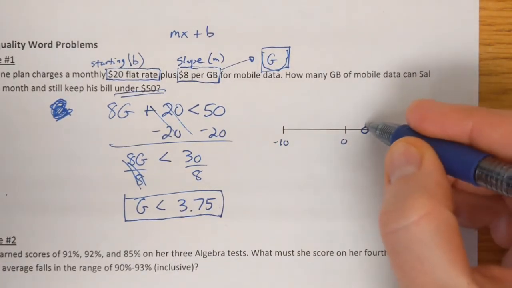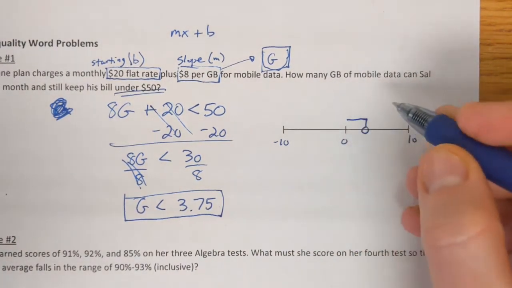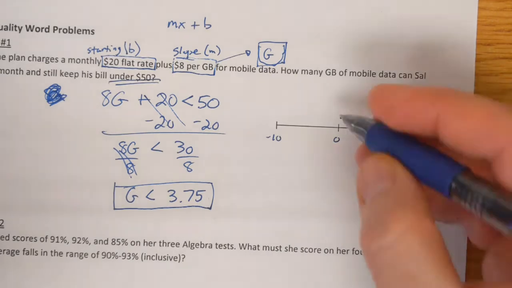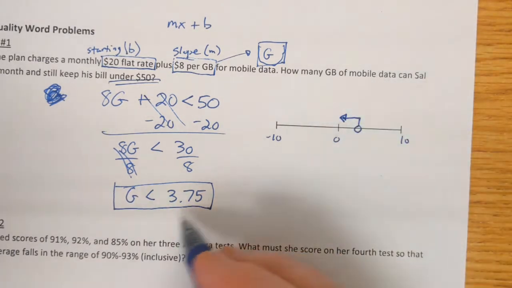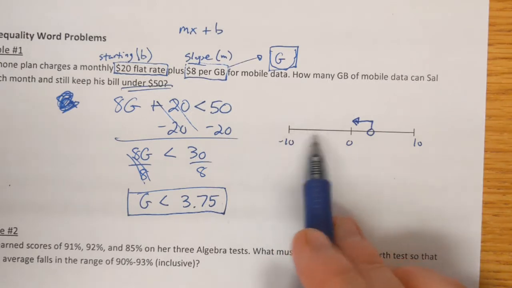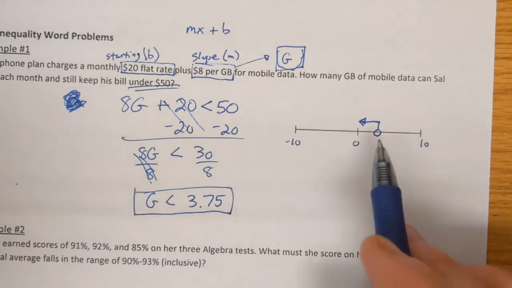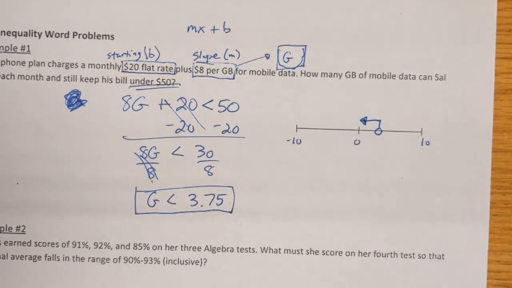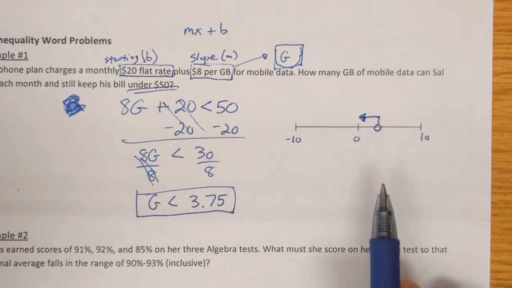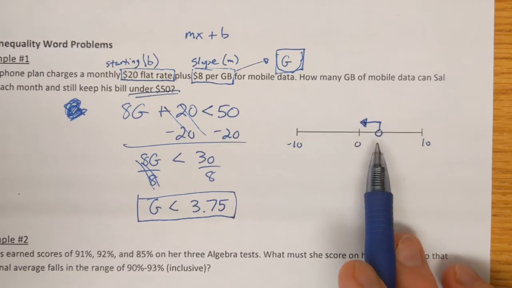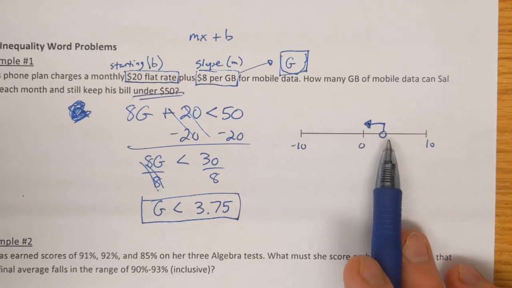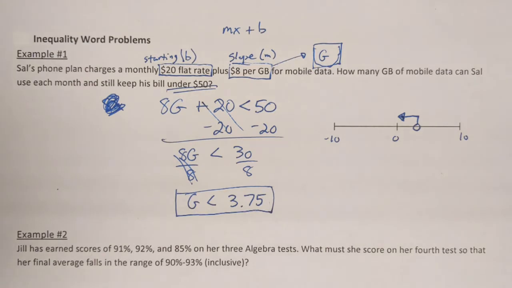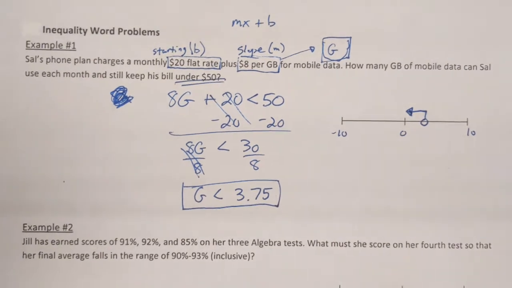Now the debate is always, how far should I draw my arrow? Like, is there such a thing as a negative gigabyte? I'm going to go ahead and just tell you, we're just going to go ahead and write an arrow. I know technically there's no such thing as a negative gigabyte that you could use, but just for the purposes of this problem, we're just going to go ahead and draw it as an arrow here. It can be anything under 3.75, but it does not include the 3.75. So listen, I don't know how you would ever get negative 10 gigabytes, but if somehow you could, it would be fine in this particular problem. All right.